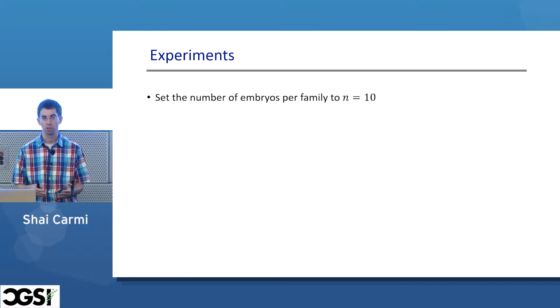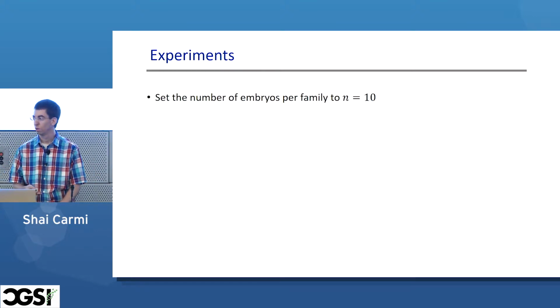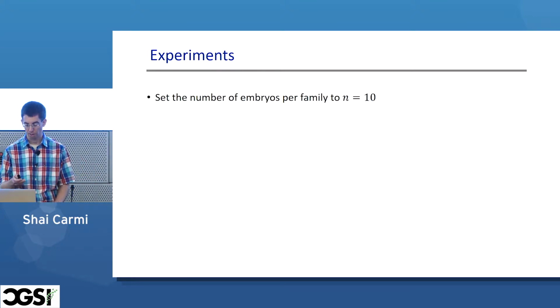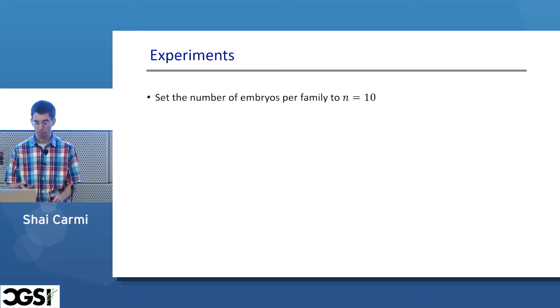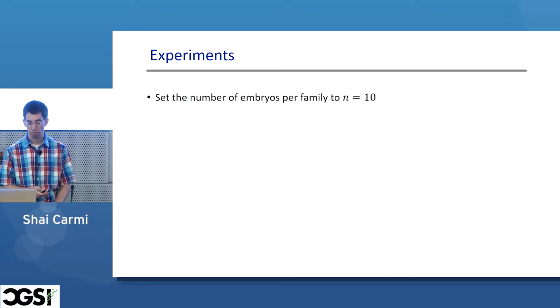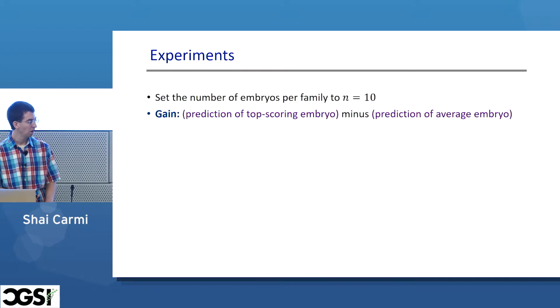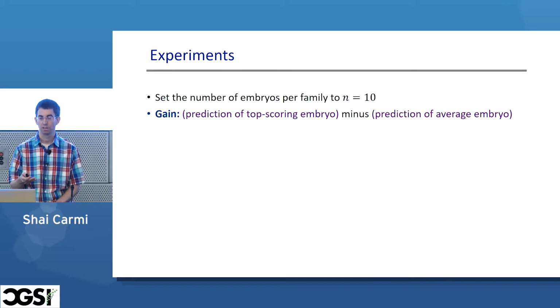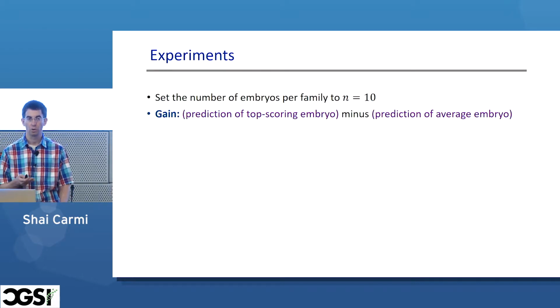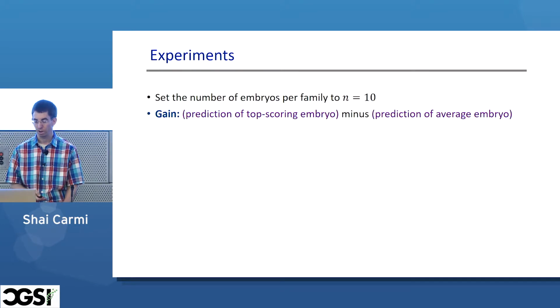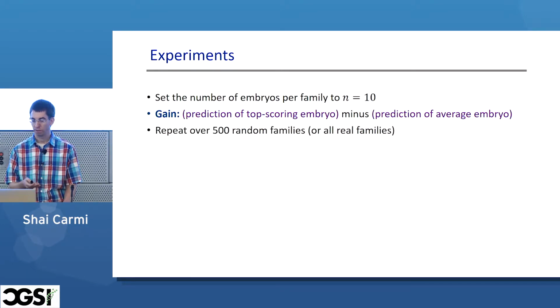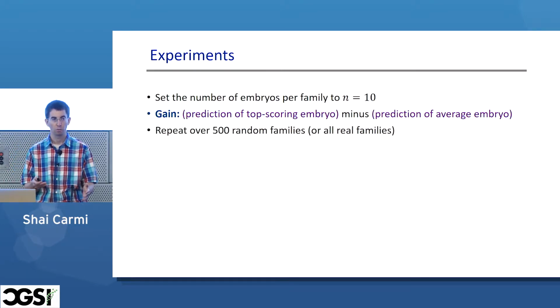So now we have the genomes of the embryos. So now we can actually do some experiments and see what the expected outcomes are. So we use 10 embryos, which is kind of at the upper bound of what we can get from this procedure. And then again, we define the gain as the predicted trait of the top scoring embryo minus the average. And we repeat it over 500 families. Okay, so what do we get?